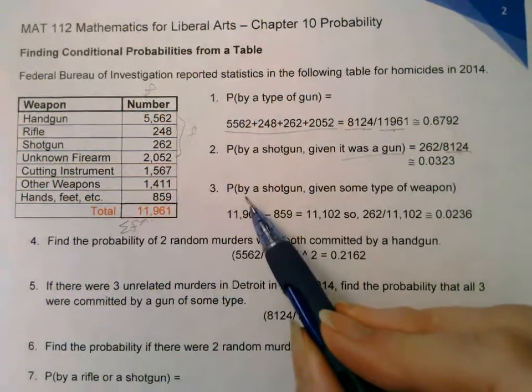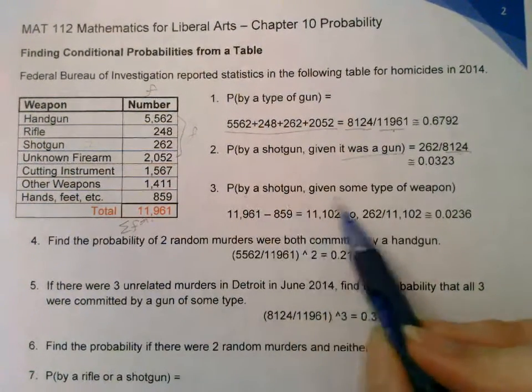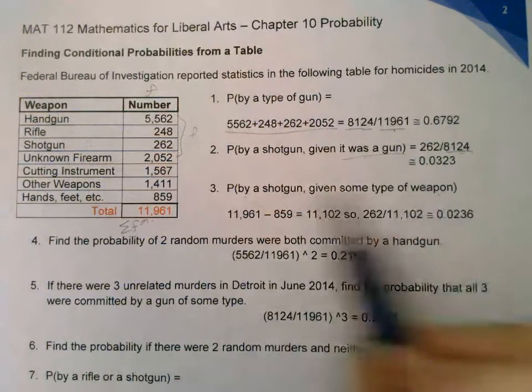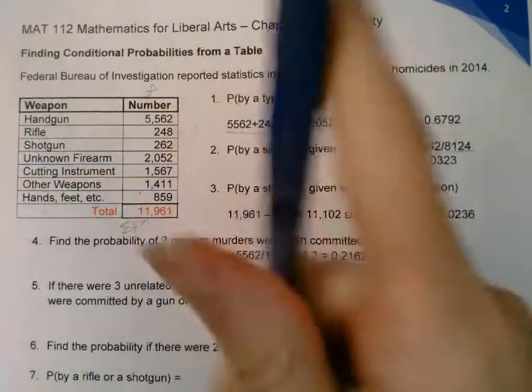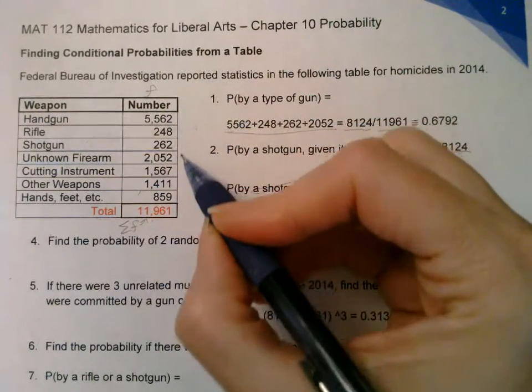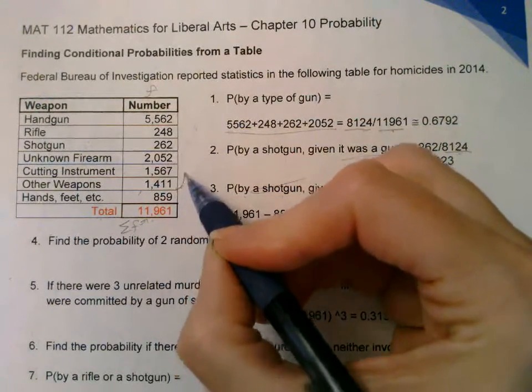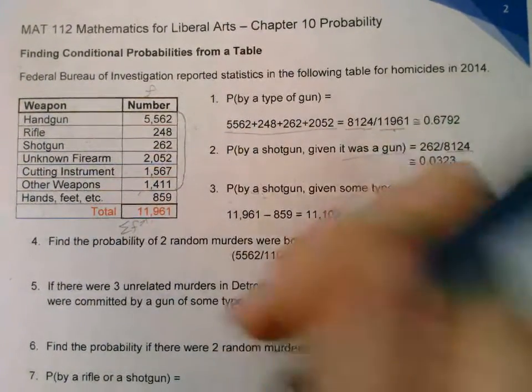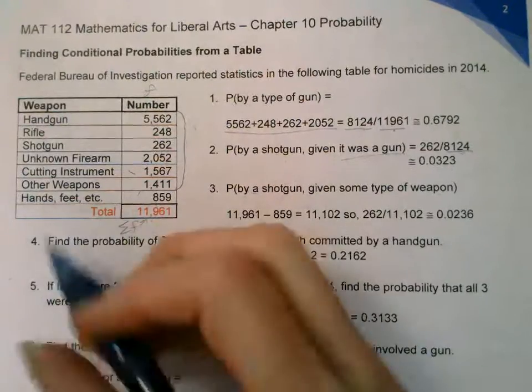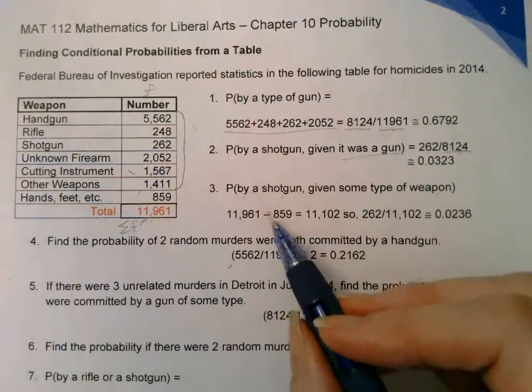Okay. Let's see. By a shotgun, given some type of weapon. Well, let's see. Types of weapon. These are all weapons. These are all weapons. So I'm guessing all of these added up. So that means we didn't use the hand or feet. That was not a weapon.